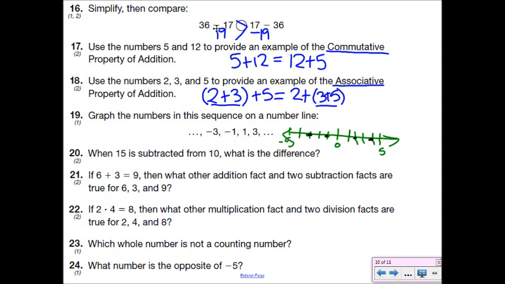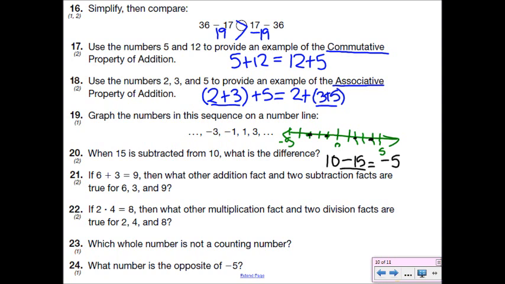When 15 is subtracted from 10, what is the difference? 10 minus 15. So we are subtracting 15 from 10. So 10 minus 15 means we go to 0, and then we still have to go to the left 5 more. So the answer is negative 5.